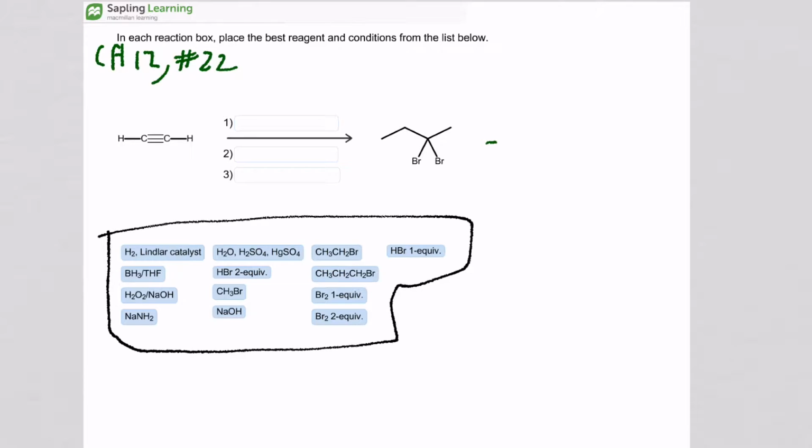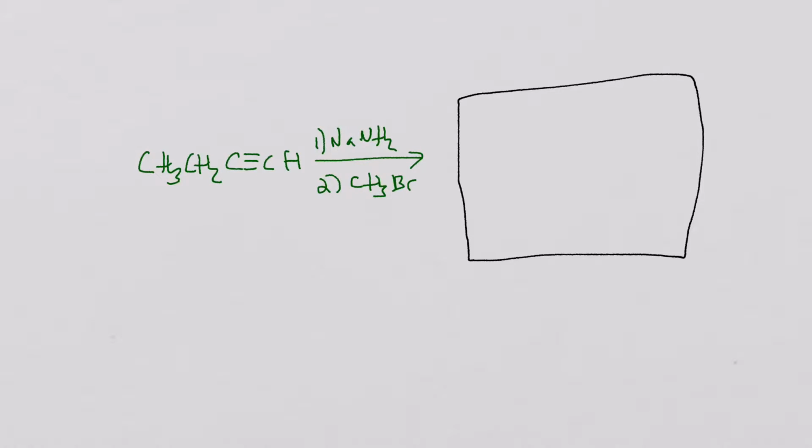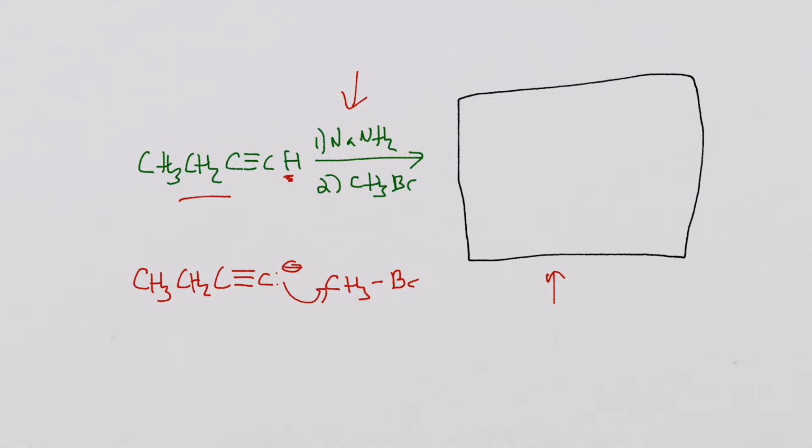So on the test, one of the things that is going to be on the first page or two is going to be a whole bunch of things that look like this. You're going to have a reagent, you'll have some starting material, you'll have some reactants, and then you'll have a box here where you'll need to draw in the product. So here in the first step, I have sodium amide. I know that's going to deprotonate to give me this acetylide ion, and then this acetylide ion can react with CH3Br, methyl bromide, to give me 2-pentyne as my product.